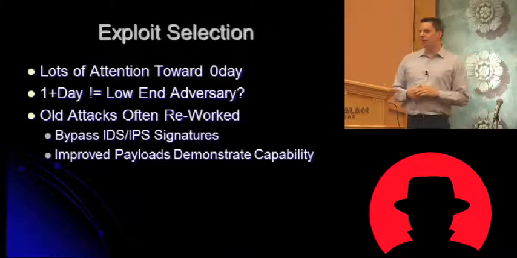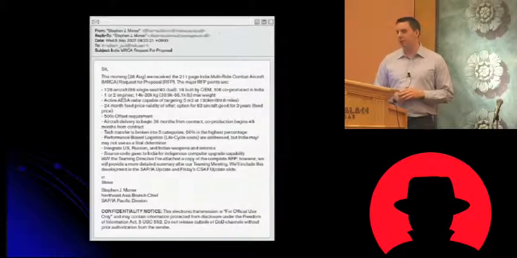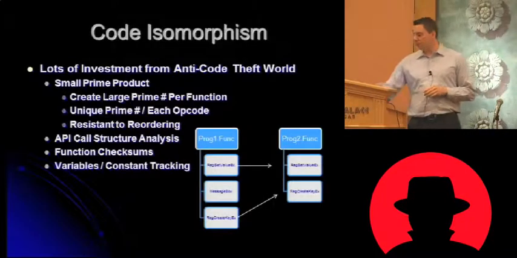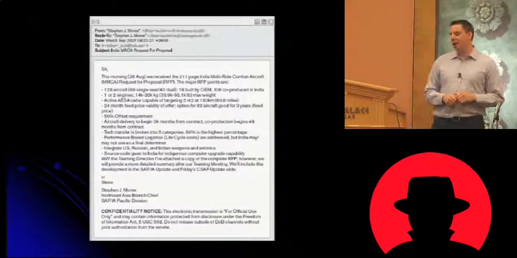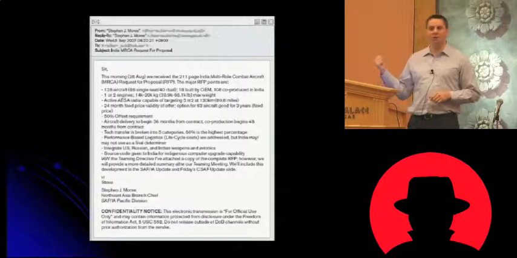So it doesn't necessarily mean that they're a low-end adversary, and this is a great example of that. This is, if my system will let me display the slide. Well, does anyone know what this is?